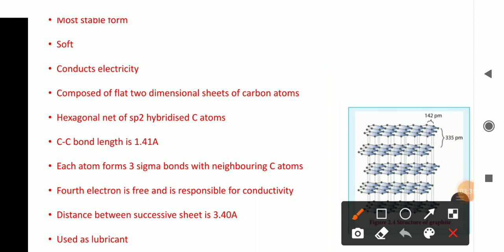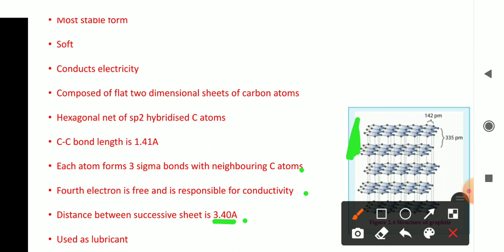Each atom forms 3 sigma bonds with neighboring carbon atoms, and the 4th electron is free and it is responsible for conductivity. The next point is about the distance between the successive sheets. One sheet is separated from the other sheet by a distance of 3.40 Angstrom. The final point is about its uses. It is used as a lubricant, either in its own form or in the form of oil. Graphite oil is used as a lubricant oil.